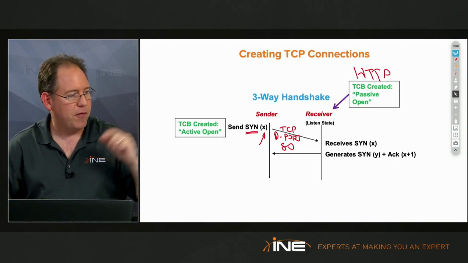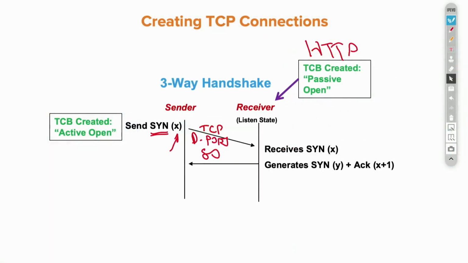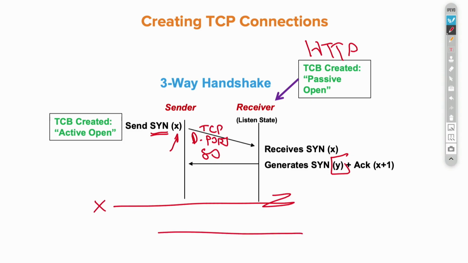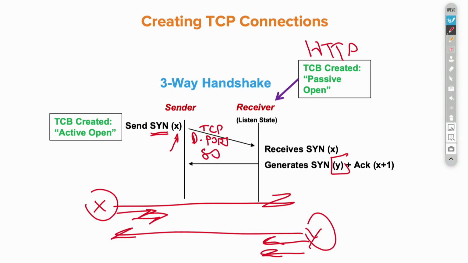So right here, this is the very first time the receiver is talking to the sender. So he generates his own SYN and he puts his own sequence number in there. So this is kind of interesting. Notice how there's a sequence number that started in this direction and there's another sequence number that starts in this direction. So this X is going to increment every single time something goes from left to right, and Y is going to increment every single time something goes from right to left.